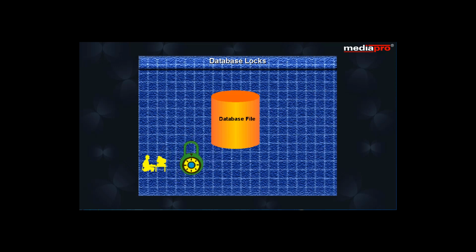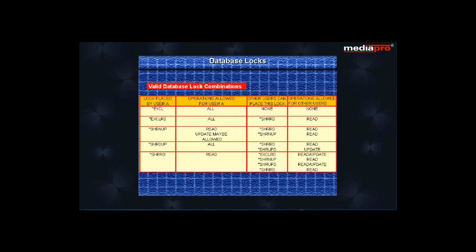Once a job places a lock on an object, the kind of locks that other jobs can place depends on the type of lock that already exists. Here is a table that gives you a listing of the valid locks that can be placed by a job on an object that has already been locked.